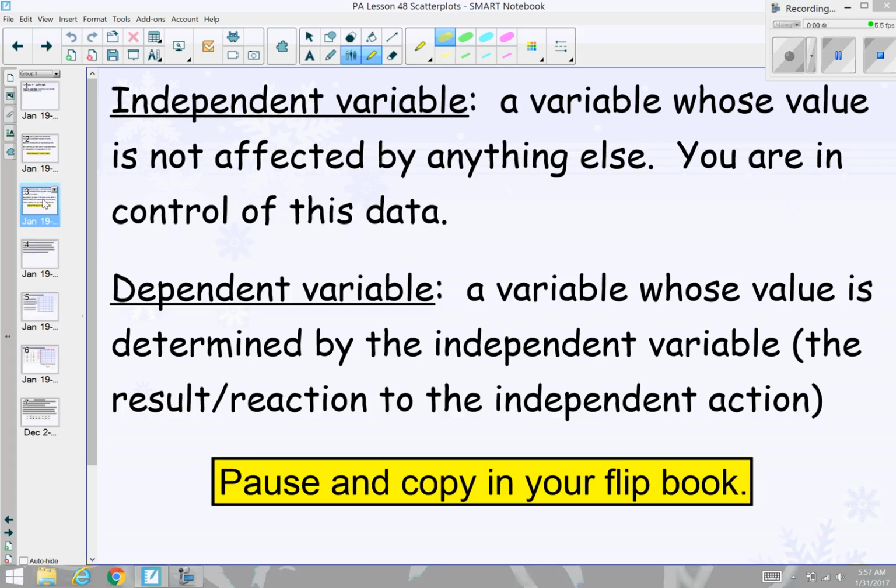Let's talk about these variables. If you remember from your science classes or other math classes, an independent variable is one that is not affected by anything else. It's actually the variable that you are in control of. You are adjusting it to see what would happen. The dependent variable is the response to that. It's the variable whose value is determined by the independent variable. It's the result or the reaction of what the independent variable does.